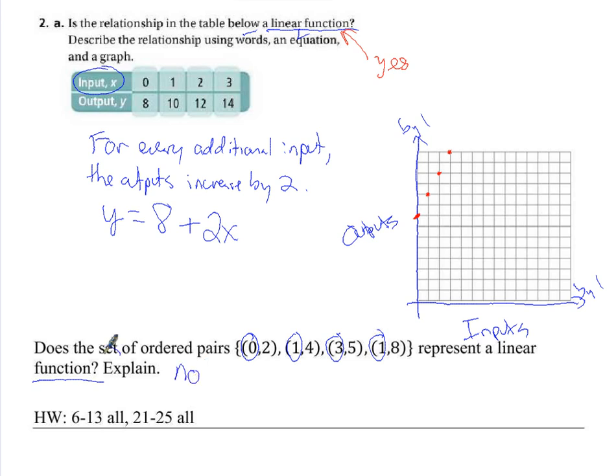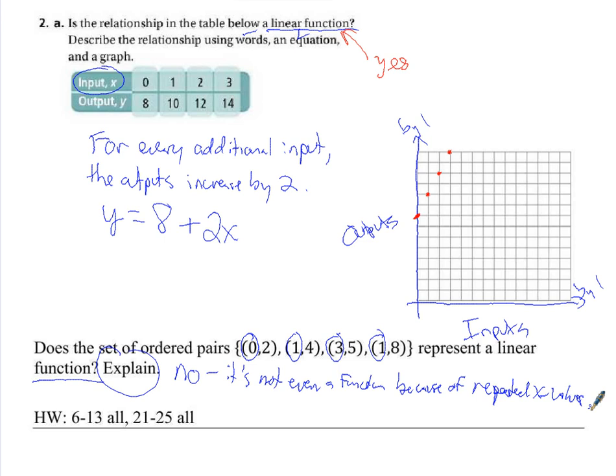Now the explained part is the important part. I'm going to say no, it's not even a function at all because of repeated x values. So that's one way that you can say that it's not a linear function. What's another way? Something else you could do to decide if it's linear or not.